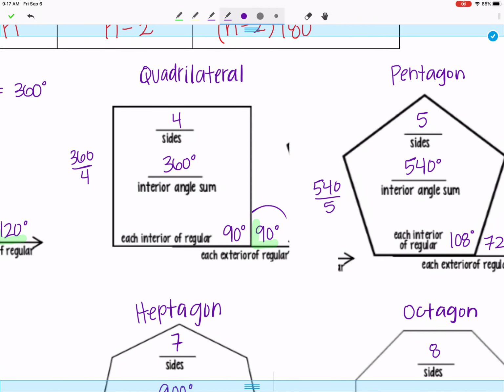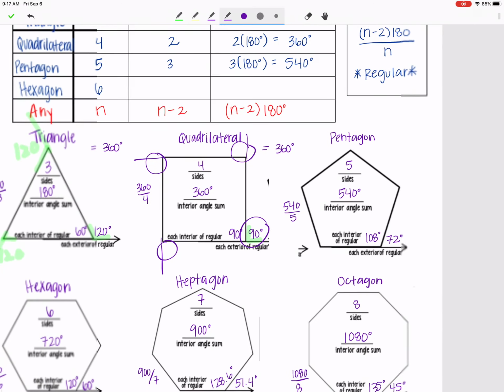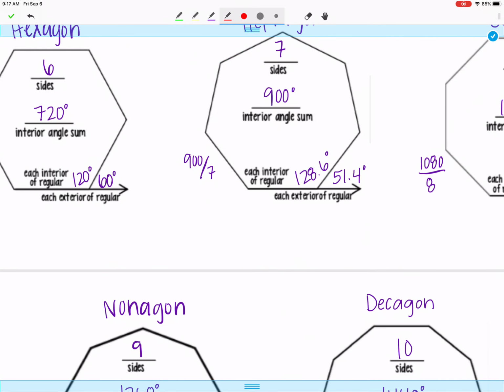Similarly, if we took 90 plus another 90 plus another 90 plus another 90, 90 times 4 is also a total of 360. So let's jot this down somewhere at the bottom. If you were to sum all of the exterior angles together, then we should get a total of 360.